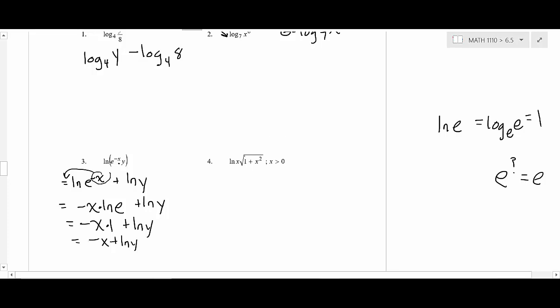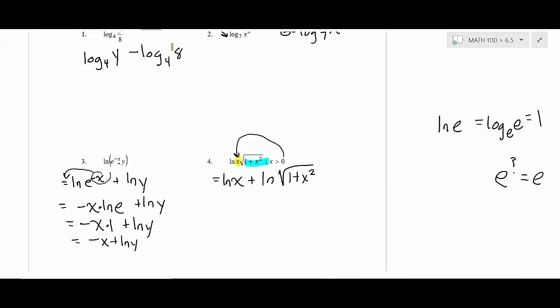This one you don't take all the way to the end. Okay, this one is again a log of a product. You have a product of two functions, so you're going to break this up into the sum of two logs. So you'll write this as ln of x plus ln of square root of 1 plus x squared. Don't worry about the x greater than 0. That just means x has to be greater than 0 because you can only take a log of a positive number. That's why that's there. Okay, now what you can do with the square root is you can write that as a 1/2 power. So you want to take this further than this. You want to rewrite this as ln of x plus ln of 1 plus x squared to the 1/2.